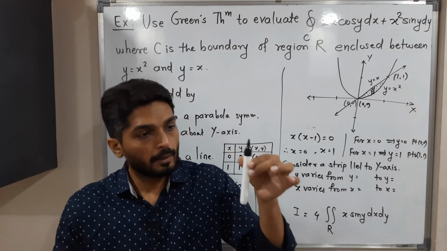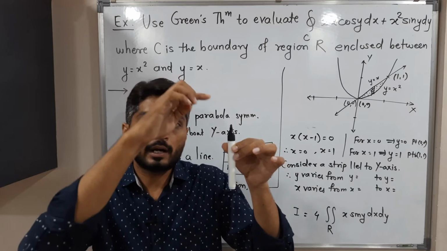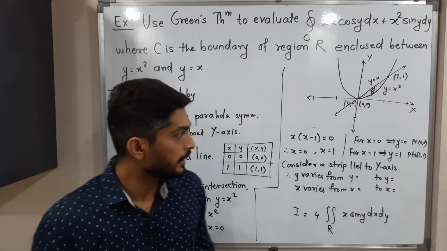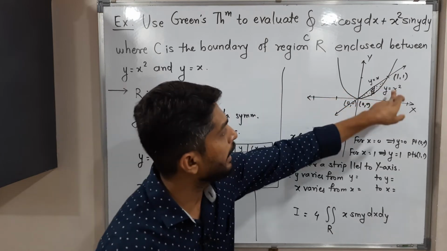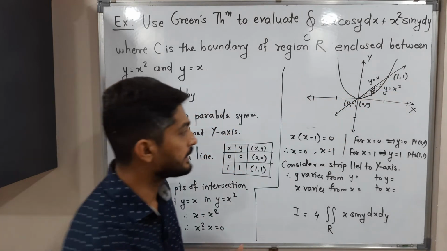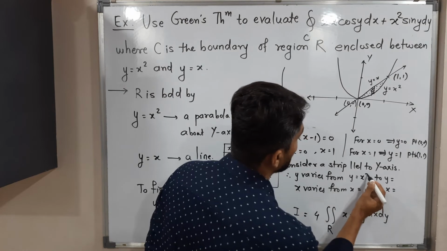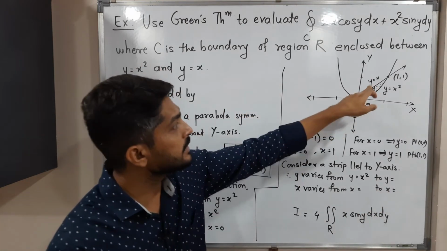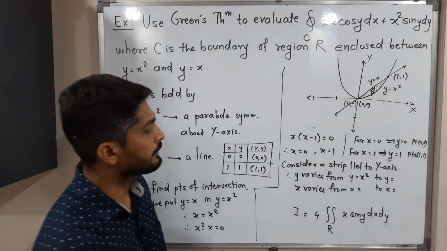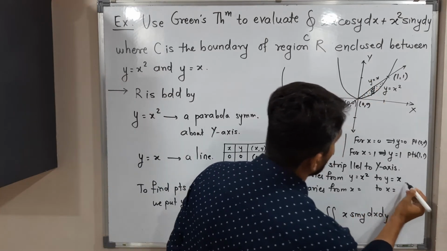Let us repeat: bounded below, bounded above, and then left to right. The strip is bounded below. As you can see here, it is bounded below by a part of a parabola whose equation is y is equal to x square. So let me write here y is equal to x square. The strip is bounded above. As you can see here, it is bounded above by this line whose equation is y is equal to x.